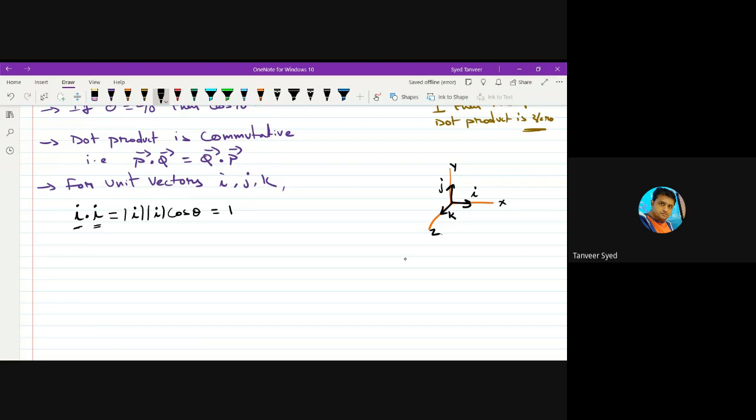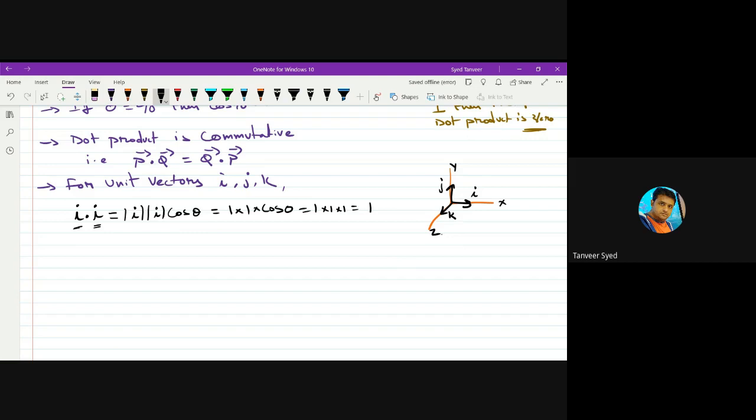So I is a unit vector, and by definition, its magnitude is 1. This I is also a unit vector, so its magnitude is also 1. Cos theta, what is theta as per the definition? It is the angle between P and Q. What is P here? I. What is Q here? I. Theta is the angle between I and I, which is 0, because I and I are parallel to each other, in the same direction. And we know cos 0 is 1. So 1 into 1 into 1 is 1.